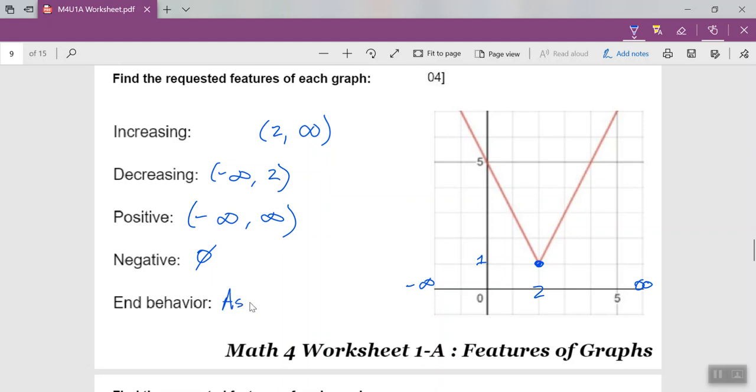And the end behavior: as x approaches negative infinity, y is going up. As x is approaching positive infinity, y is still going up.